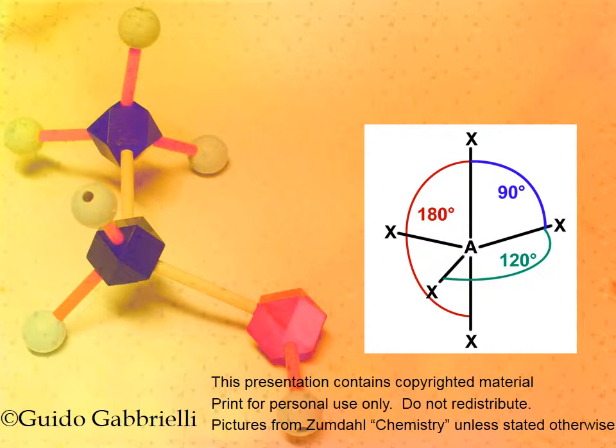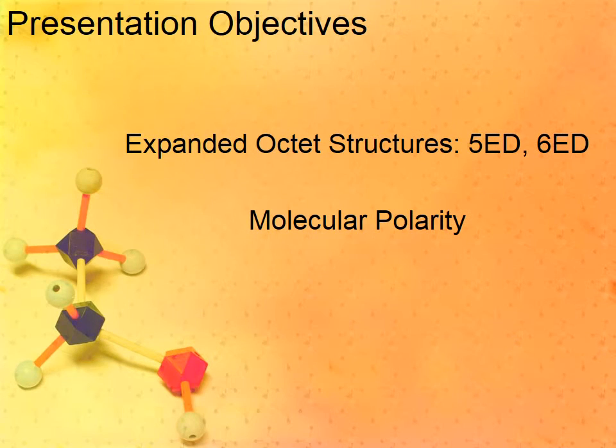Advanced Molecular Structures, Part 1. In this presentation, we will expand our knowledge of molecular geometry by discussing what we call the expanded octet structures, the structures containing 5 and 6 electron domains. We will finish the presentation by talking about molecular polarity.